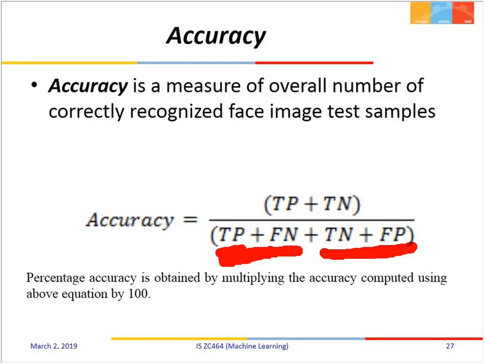Out of the sum total of all, if my classifier is able to correctly accept all authorized people, that is true positive, and correctly reject all imposters, that is true negative, that ratio of the sum of TP plus TN divided by TP plus FN plus TN plus FP is actually the accuracy. Alright.